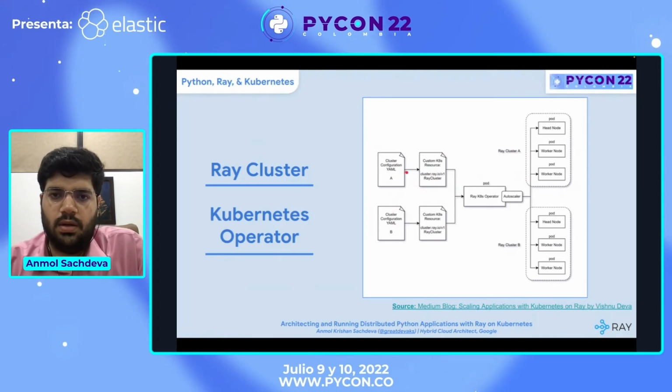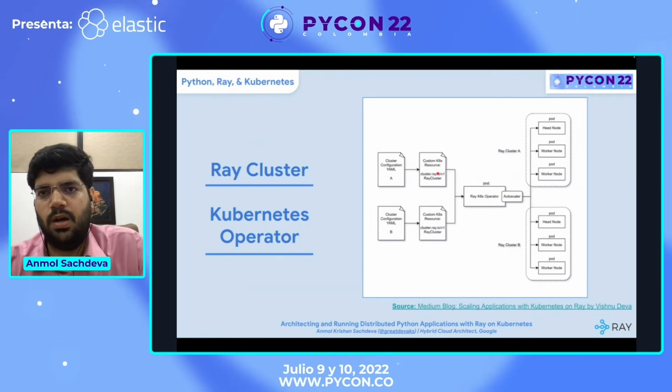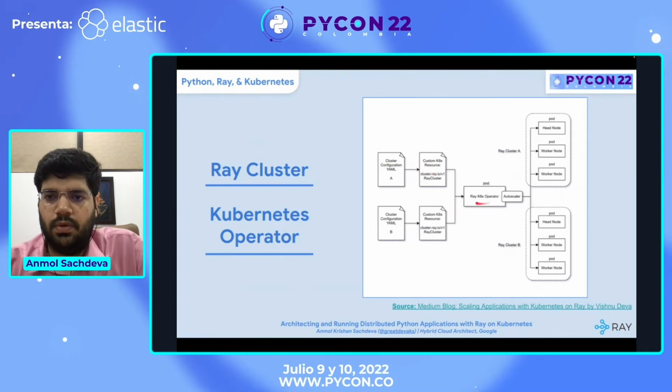You have the cluster configuration passed or made part of the Ray cluster CRD, and ultimately you have the Kubernetes operator. And the difference you see from the previous architecture is that instead of the autoscaler being placed on the head node, it is now something which is placed on the Kubernetes operator. And the Kubernetes operator is essentially implemented as a pod workload only.